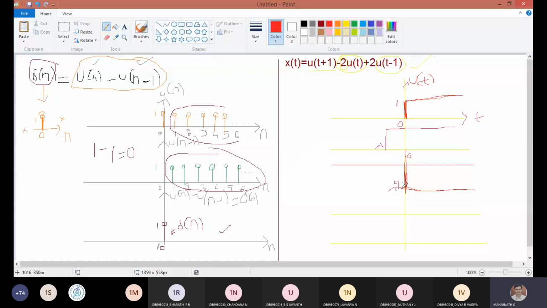So what is the third category, guys? You need to plot the delay first, t minus 1. I will just show it roughly first. t minus 1 means it goes in this way.